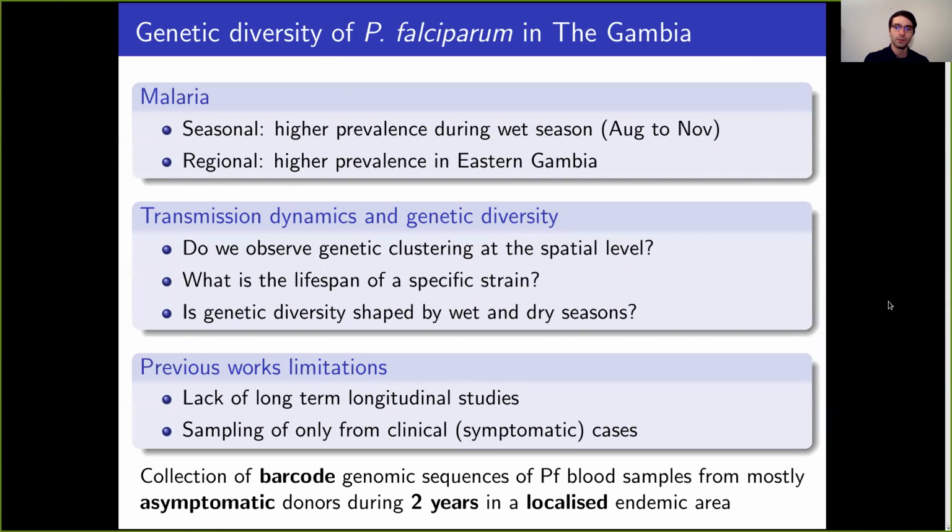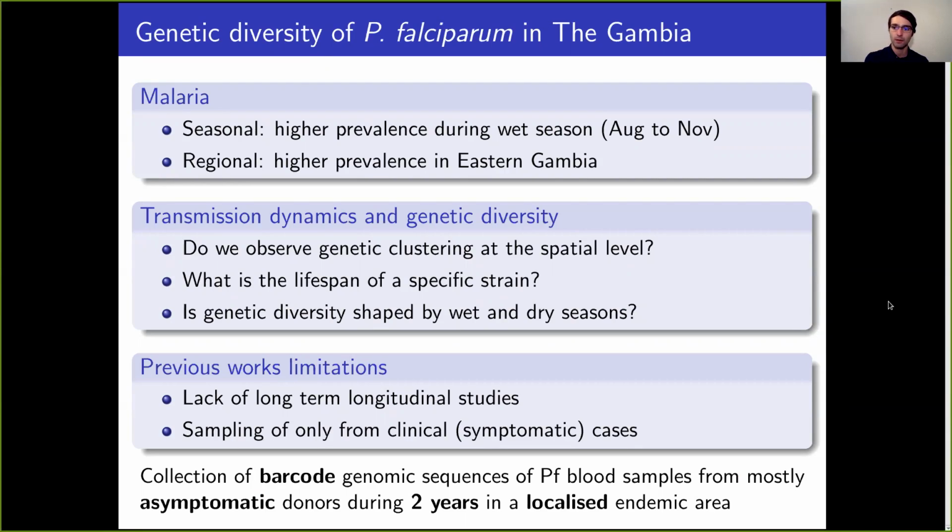I would like to answer three different questions during this talk. The first one will be, do we observe genetic clustering at the spatial level? The second one, what is the lifespan of a specific strain? And the last one, is genetic diversity shaped by wet and dry seasons?